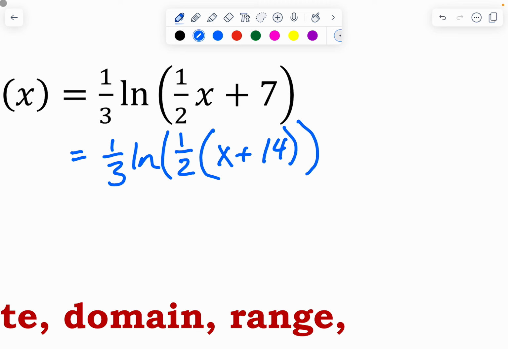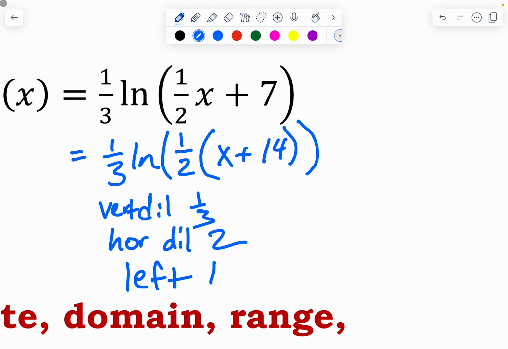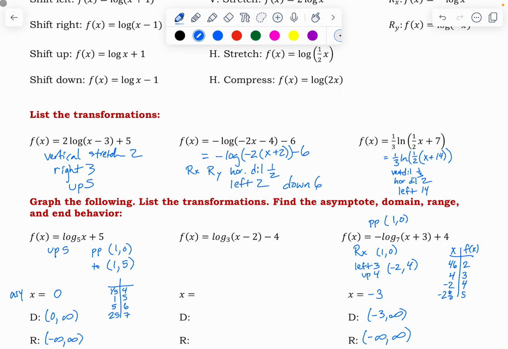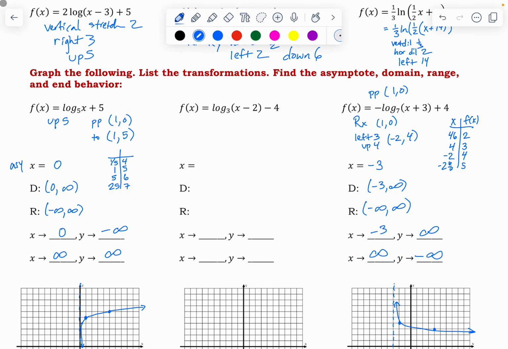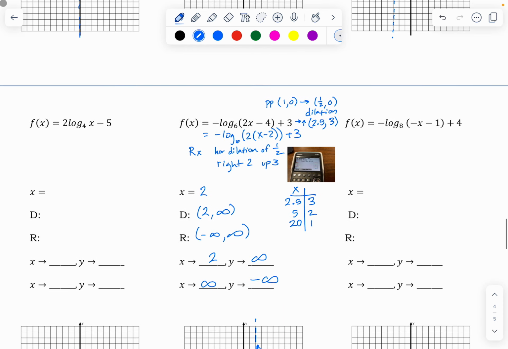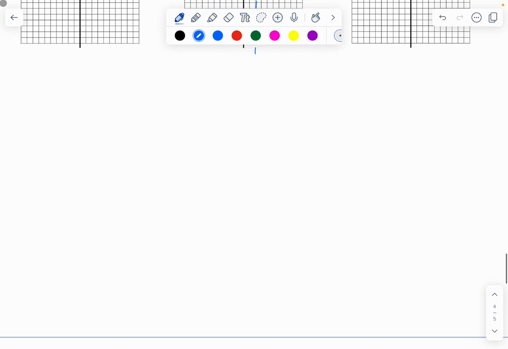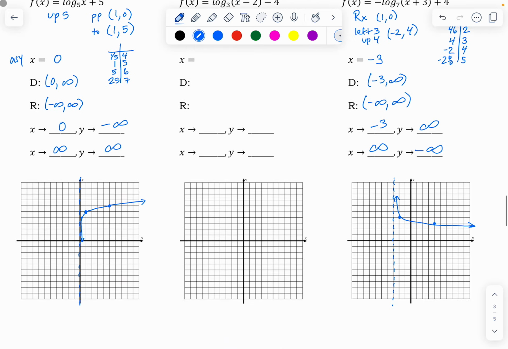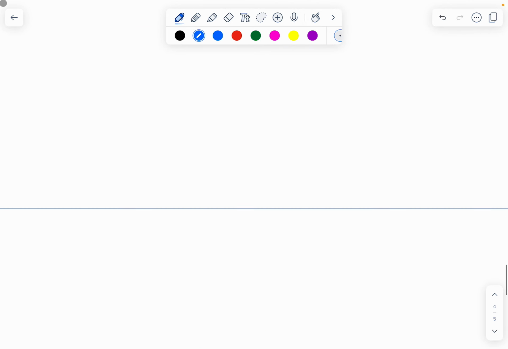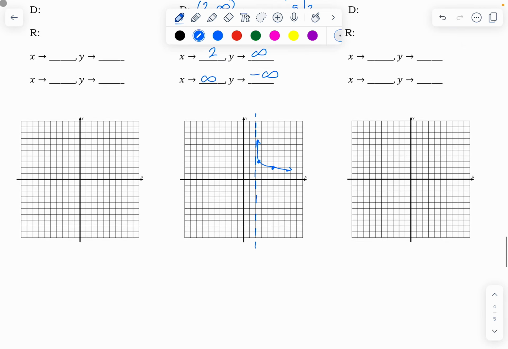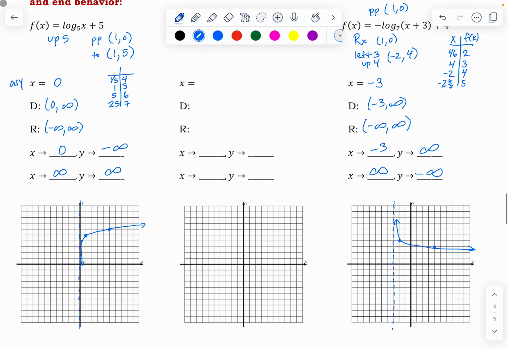Half of 14 would give us 7. So this has a vertical dilation by 1/3, a horizontal dilation by 2, and then it's gone left 14. Okay, I graphed some of these already to make the video a little shorter. We're not a short video already. Okay, I'm going to stop here and let you come back for the next video to see the actual graphing.